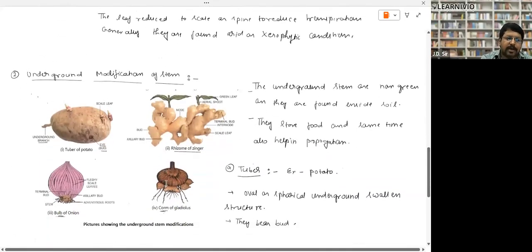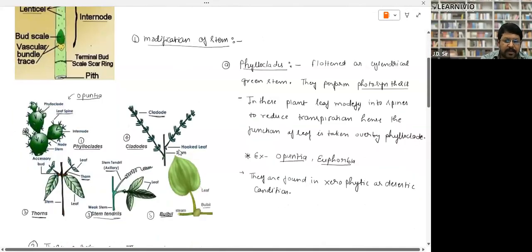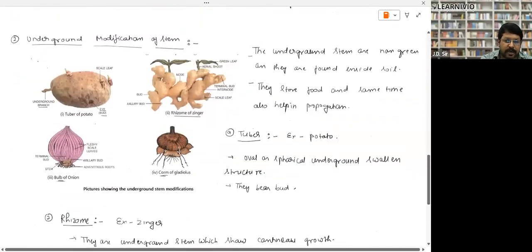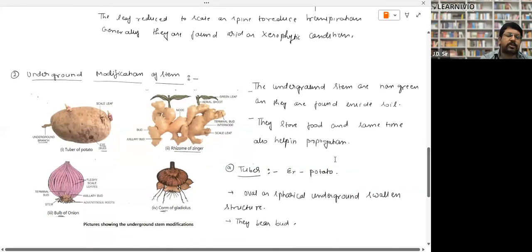Now come to the underground. So first, these were the modification of a stem and the aerial modification. Then come to the underground modification of this, right? When we talk about the underground modification of this, the underground stems are non-green. They are found inside the soil. They store food and sometimes they also help in propagation. Propagation means formation of new plant, right?